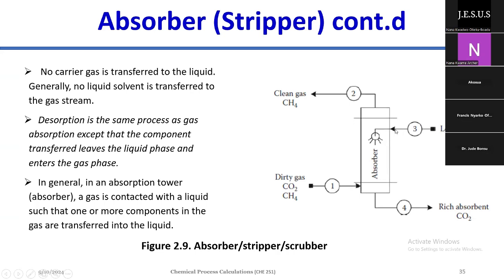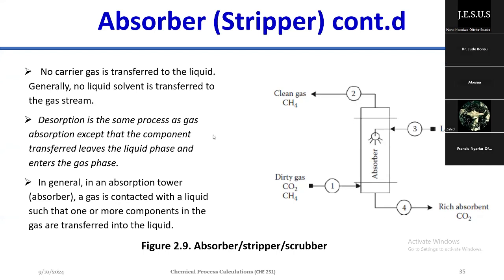And because the absorbent is in the liquid phase, it dissolves with the carbon dioxide and then they come out. When you say lean, it's like it's pure, like a pure absorbent. And then the rich here means that it has the absorbed component. So now this one consists of absorbent and the CO2.